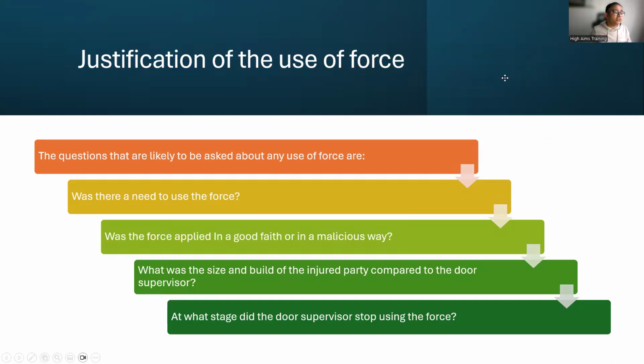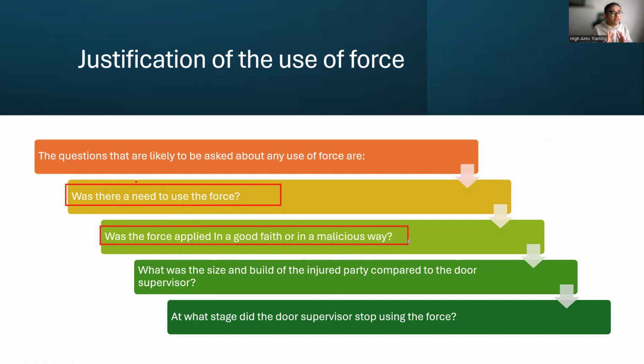Now, justification for the use of force. What are the justifications of the use of force? The questions that are likely to be asked about any use of force are, first thing, was there a need to use the force? So you need to justify, was there a need to use the force? Was the force applied in good faith or in a malicious way? Good faith is like you wanted to do the right thing. Malicious way is criminal way. Why did you use that?